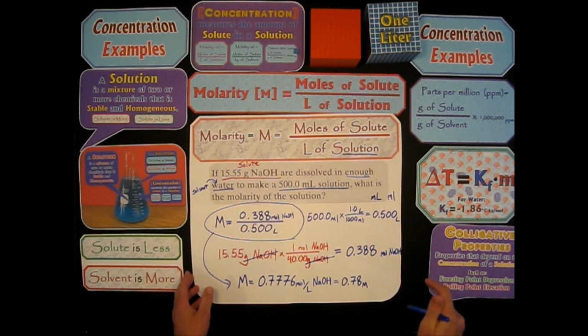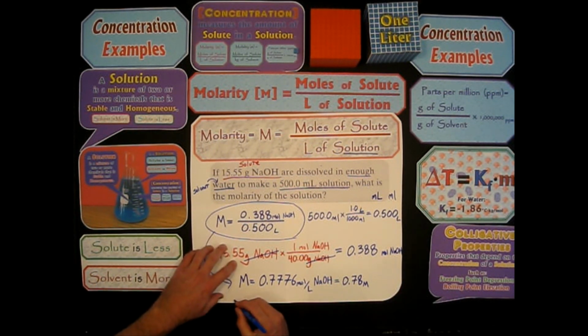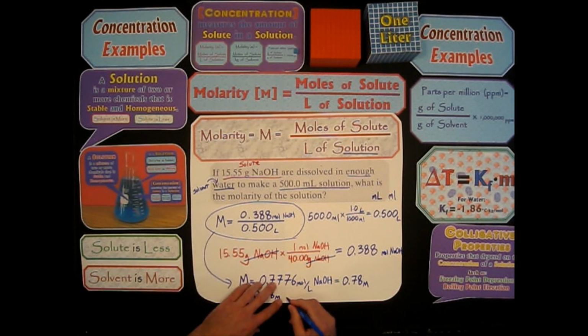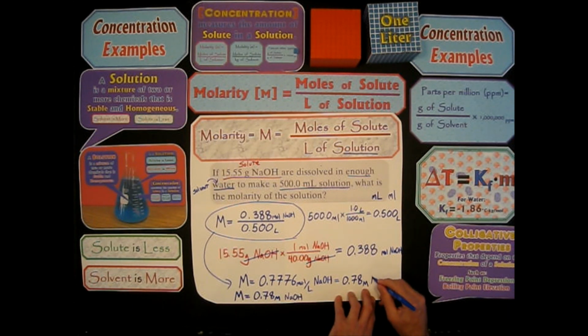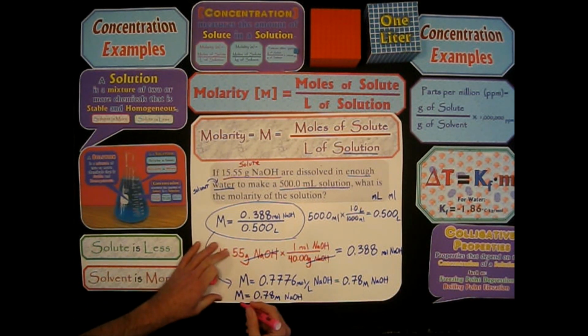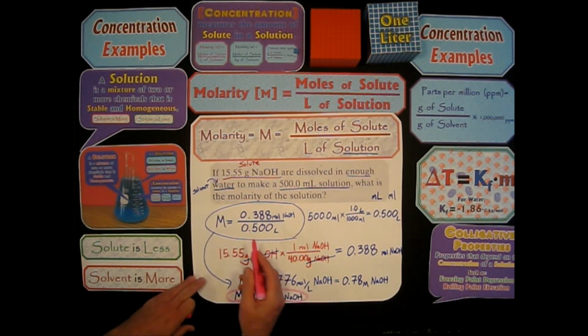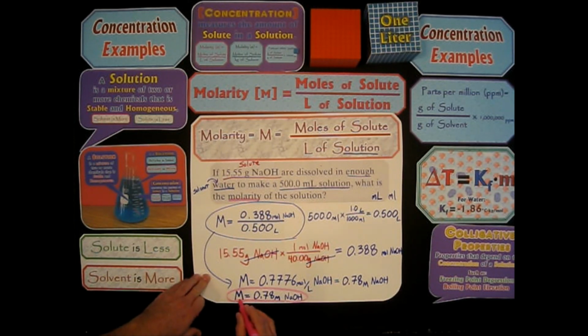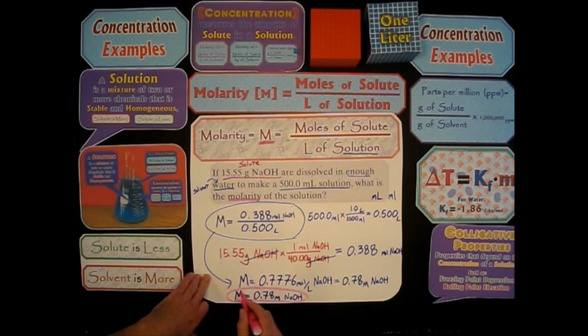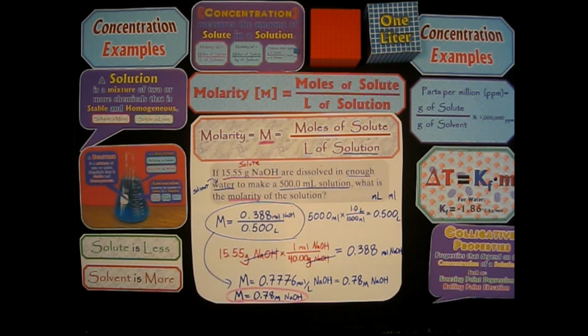So now that this is getting messy, I'm going to rewrite my answer one more time to make it nice and neat. Molarity equals 0.78 M, and then I can identify the solute. I should write it over here as well, NaOH. So then this would be my answer. Okay? So what is the molarity? Make sure that I was looking for molarity. Make sure you know molarity is capital M. Okay? Molarity is the default that we use in chemistry.